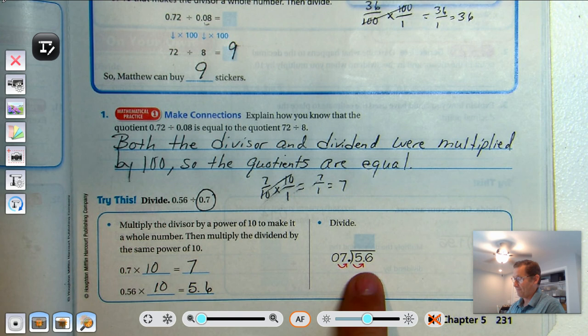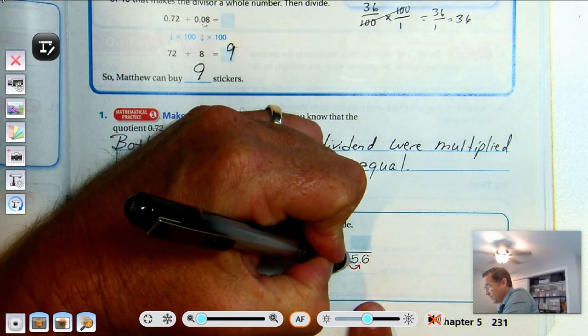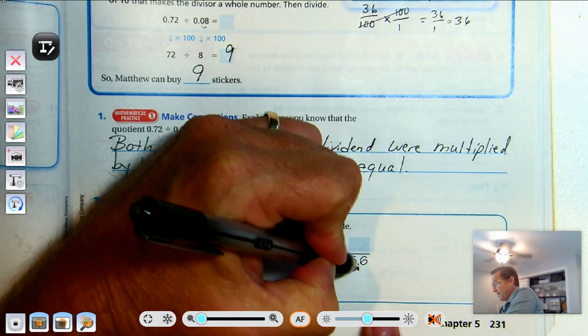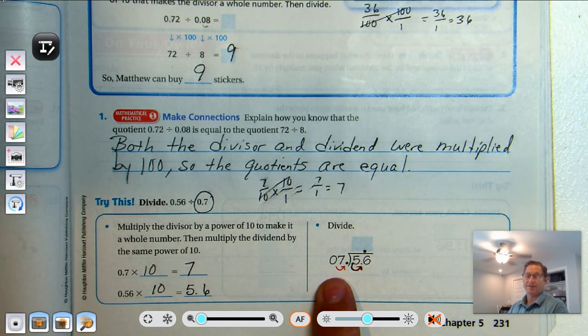So multiply that 5 and 6 tenths, 56 hundredths by 5 tenths, okay? Because our decimal point is right there to start. And we're going to move it one place to the right. And so now we have 5 and 6 tenths divided by 7.